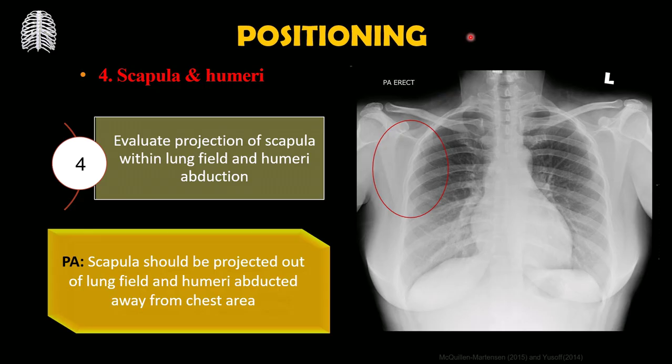A common error that might occur is the superimposition of the scapula with the superolateral lung field. If it occurs, the scapular densities might hinder the detection of abnormality at the lung's periphery.